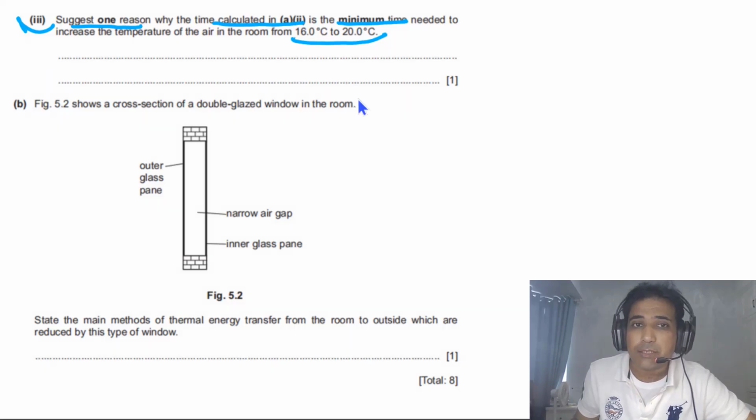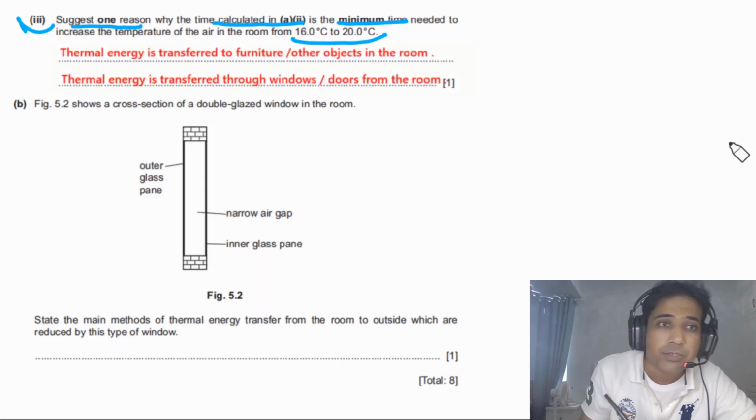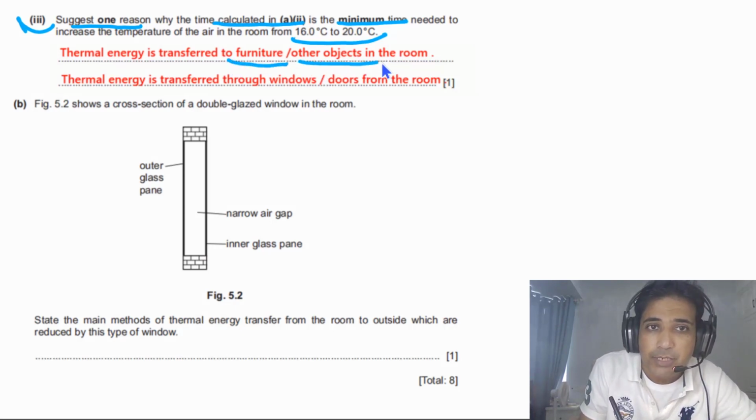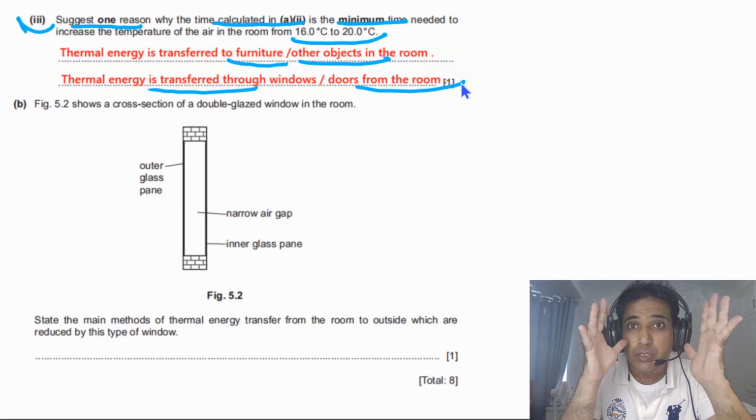So let me show you the answer, or you can write down your answer. In your answer you can mention these points. You can say thermal energy is transferred to furniture and other objects in the room, and thermal energy is transferred to windows and doors from the room. So part of the energy is used to increase the temperature of the air in the room. So very important point. So you need to understand this one.